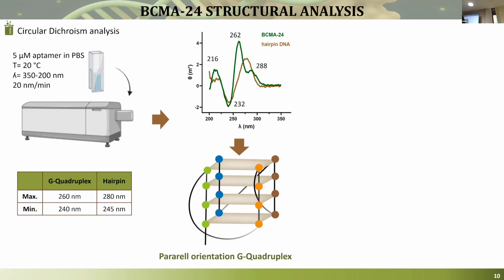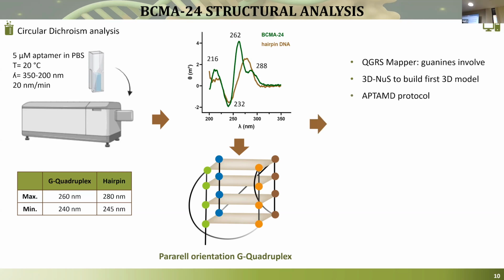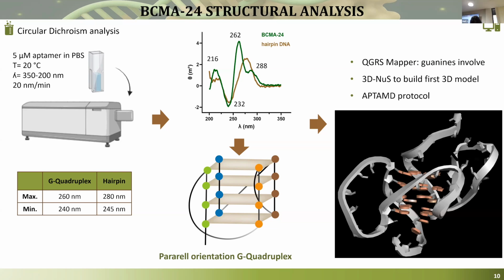So here we have another problem that probably you all know: drawing a G quadruplex structure or predicting the 2D is not that easy. So first, we used this software to identify the guanines of the structure that were involved in the different planes, then used 3D-NuS to build the first 3D model, and then our protocol to relax the structure. Using this, we came up with this model that, as you can see, has the 4 planes of the quadruplex and 2 big loops. Also, based on this, we couldn't come up with a way of improving our affinity.